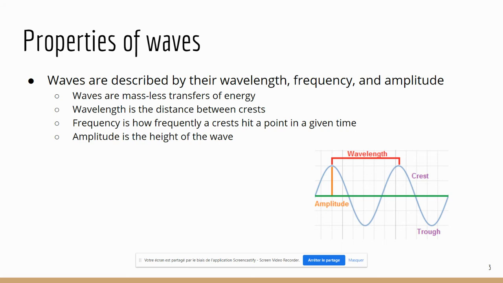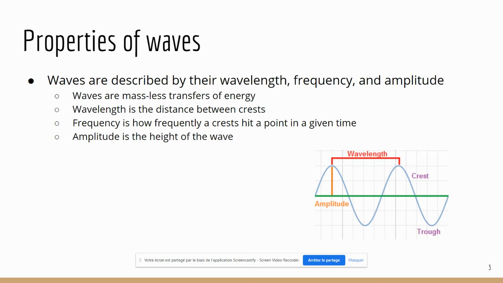So this chapter in general, we're going to be talking a lot about light. And in order to understand light, we need to understand how waves work, because light is primarily described as a wave. Sometimes it's not, but most of the time it is. A wave is just a massless transfer of energy. And when we're talking about waves, we're typically going to talk about the wavelength, which is the distance between crests, typically measured in meters or nanometers.